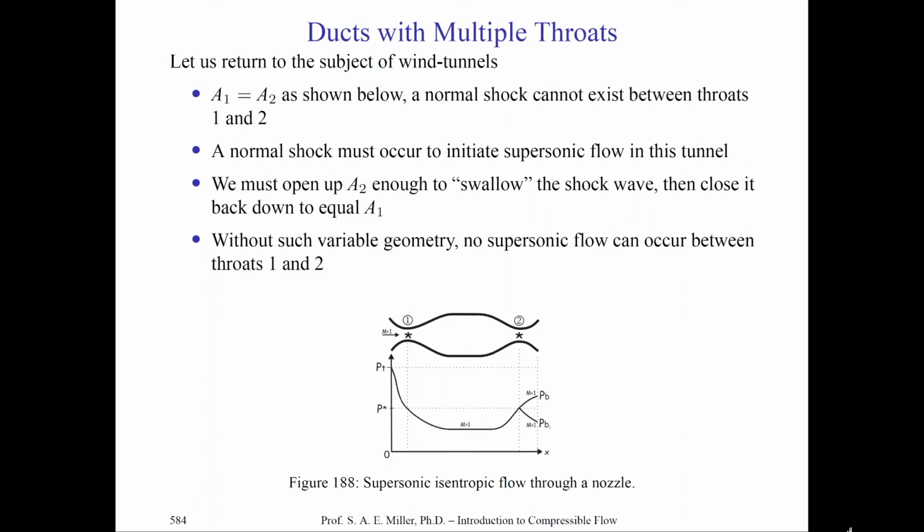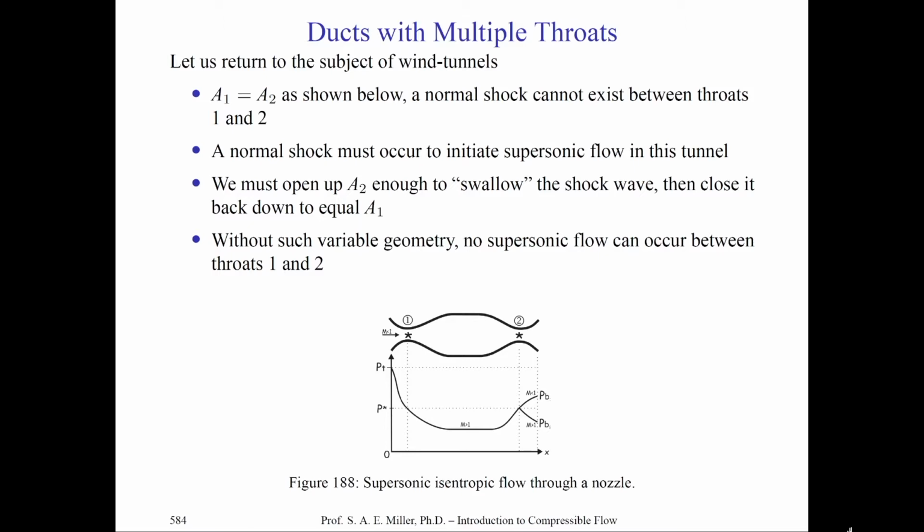Also, you can see that a normal shock must occur somewhere to initially initiate the supersonic flow in the tunnel. Why? Because, of course, we have to start the tunnel. And, of course, the first normal shock might appear at area 1 or area 2 if it's completely isentropic flow. Now, in practice, it always forms at area 1.